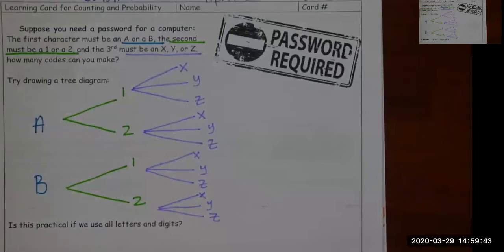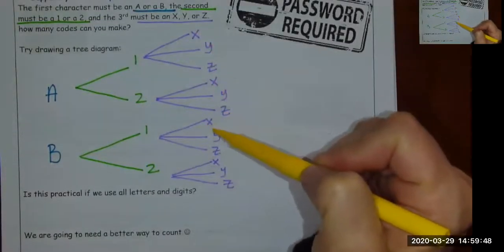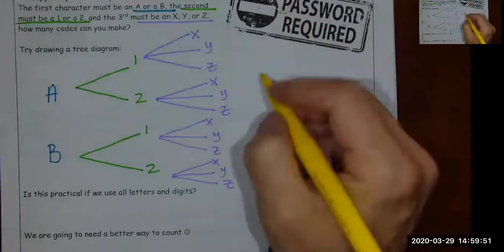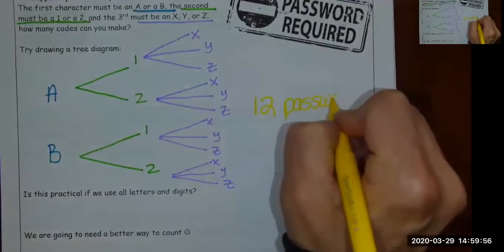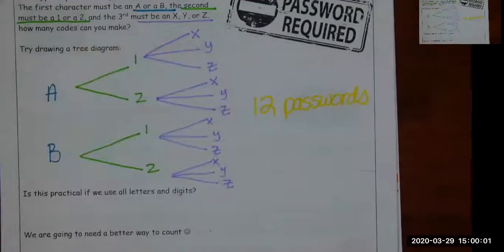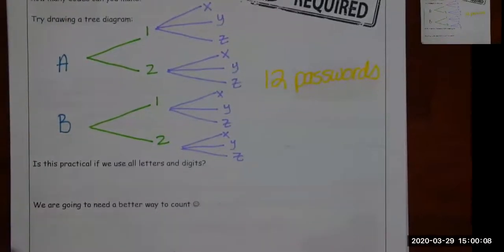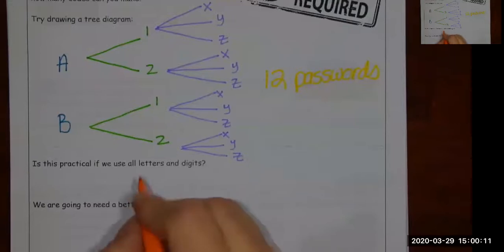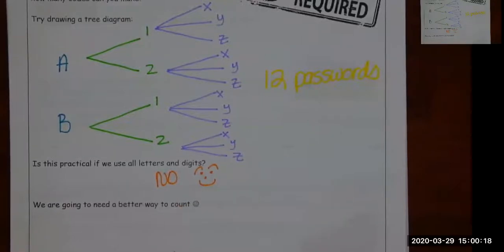Let's count up how many ways though. 1, 2, 3, 4, 5, 6, 7, 8, 9, 10, 11, 12. So there's 12 passwords here. Right? Now, this was what we did last unit because we wanted a visual conceptually. This helps us understand how we're picking. But is this practical if we want to use all letters and digits? No. Absolutely not.